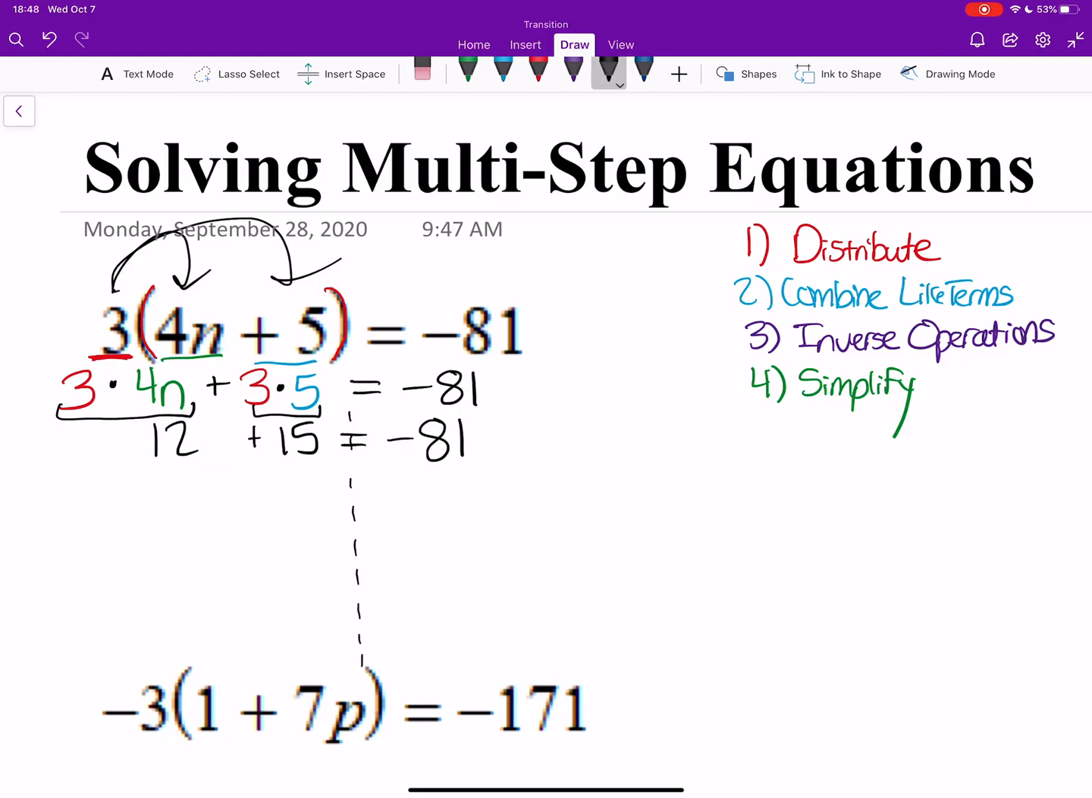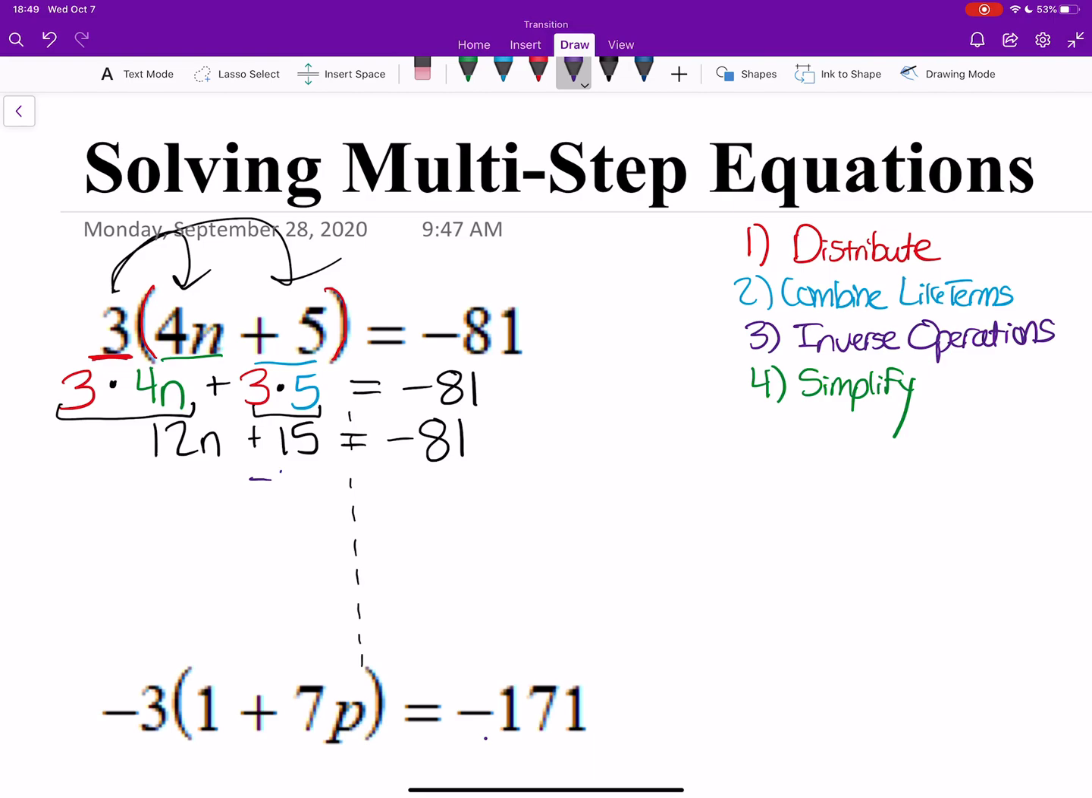Okay, let me get that n back there. So this is where I'm on step 3 now, using inverse operations. I should also note there's no like terms to combine on either side, because on the left side, I have a variable and what we call a constant, or a number. And then on the right side, I have a number. So nothing that's alike on the same side. So let's move that 15 to the other side.